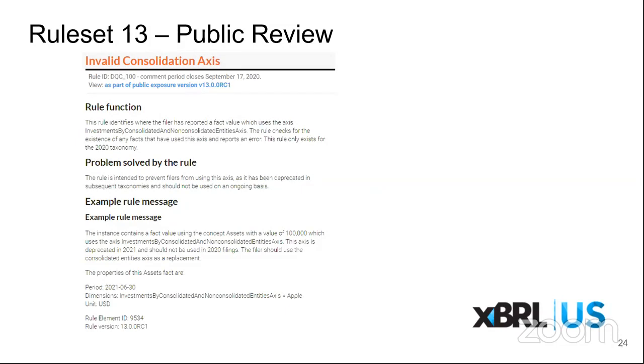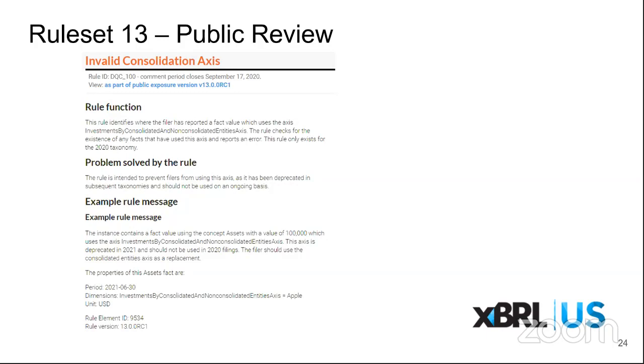Okay, so the final rule. This is kind of minor and no one has had any errors for this yet, but we added this rule. It's more of a guardrail type rule. This element is the consolidation axis, I think it's called investments by consolidated and non-consolidated entities axis. This axis was originally added in the 2020 taxonomy, and we thought it was going to be needed for some of the disclosures around variable interest entities. However, a different alternative was used in the end, and so this axis was no longer required.